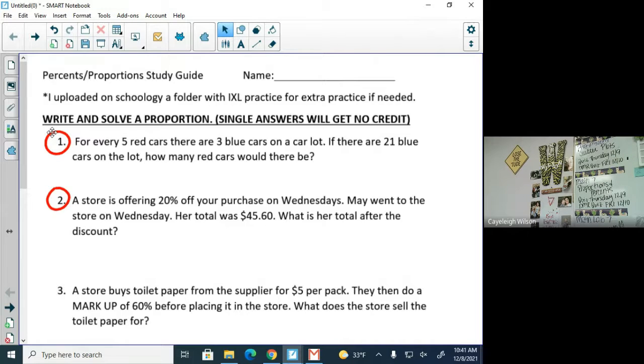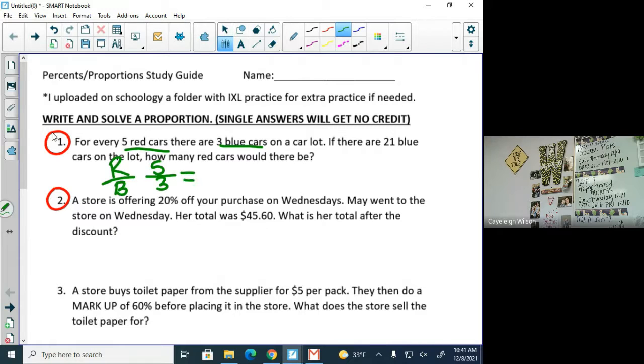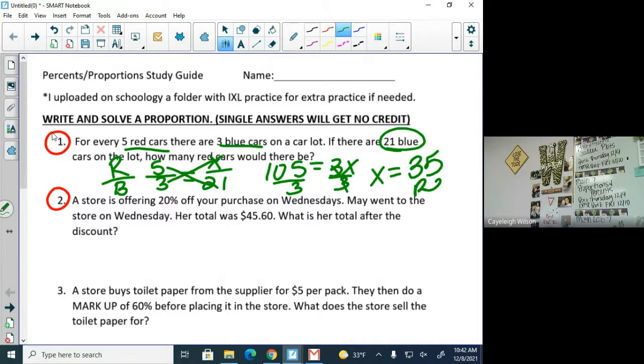All right, so for every 5 red cards, there are 3 blue cards. So 5 over 3, I did red over blue. If there are 21 blue, where would I put the 21? On the bottom. How many red cards? So 5 times 21 is 105. 3 times x is 3x. Divide by 3, and how many cards were there? 35 red cards.